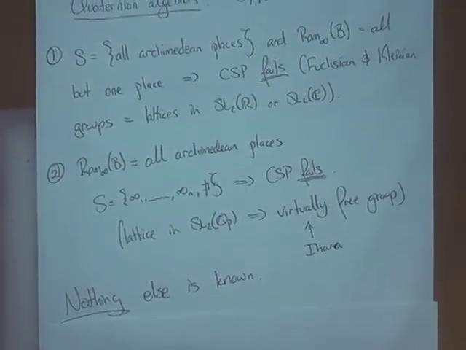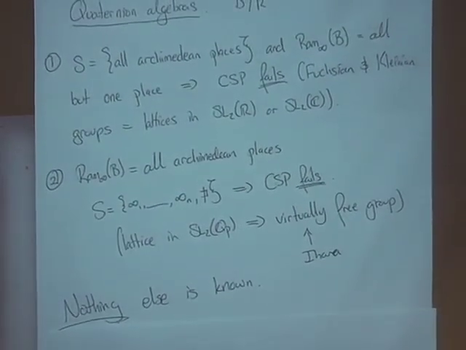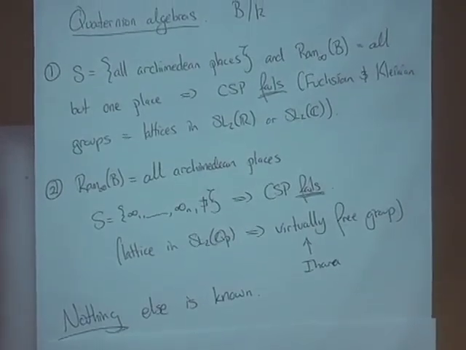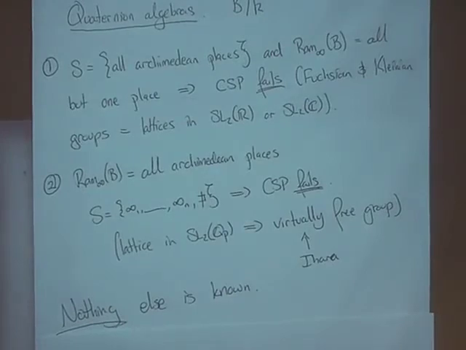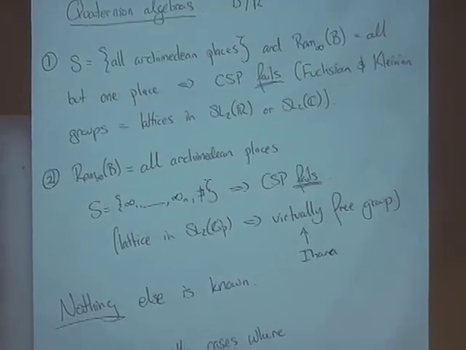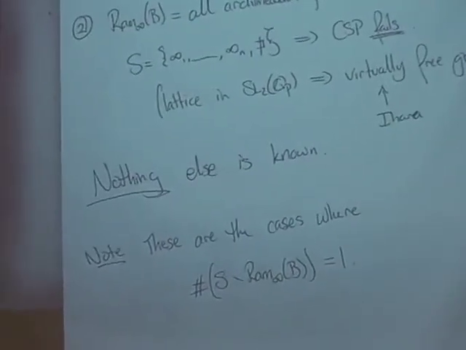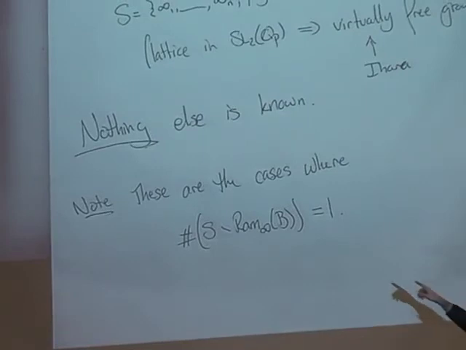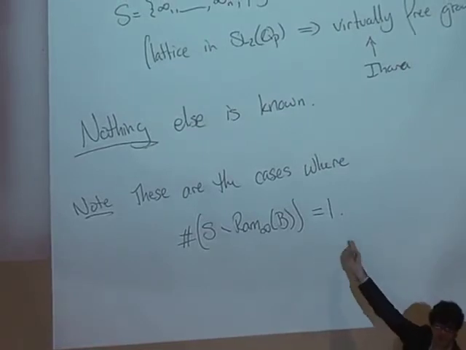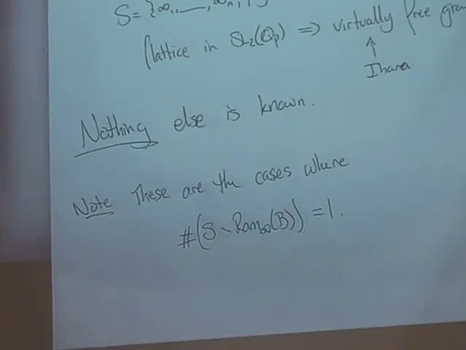But in these quaternion algebra cases, perhaps number theoretically, these are the next easiest case. You just know nothing. That's just ridiculous. And so I'd like to note that Serre told you that S had to have size 1 to have the congruence subgroup property. So these are the cases where S minus the set of ramified places at infinity is equal to 1. So that begs the question.